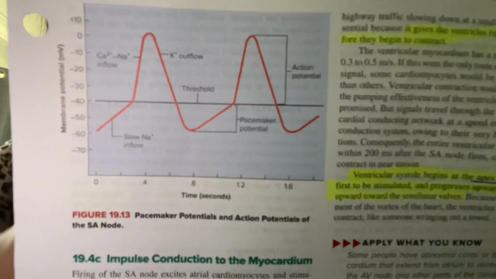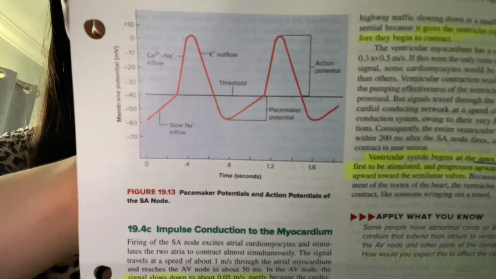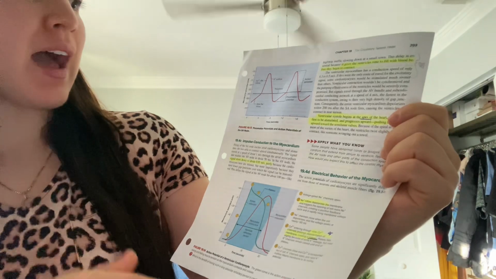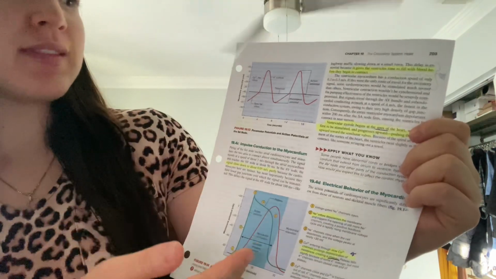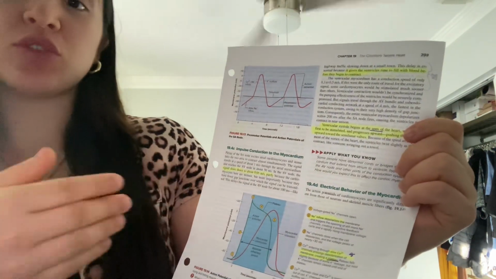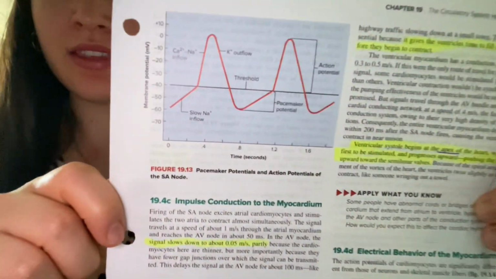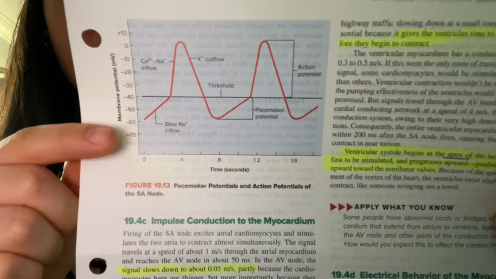So now I'm going to show, on page 703, the pacemaker potential and the action potential of the SA node, which is this one right here. Firstly, the bottom is time in seconds, and the vertical axis is membrane potential in mV. We see that it starts at -60 right there.